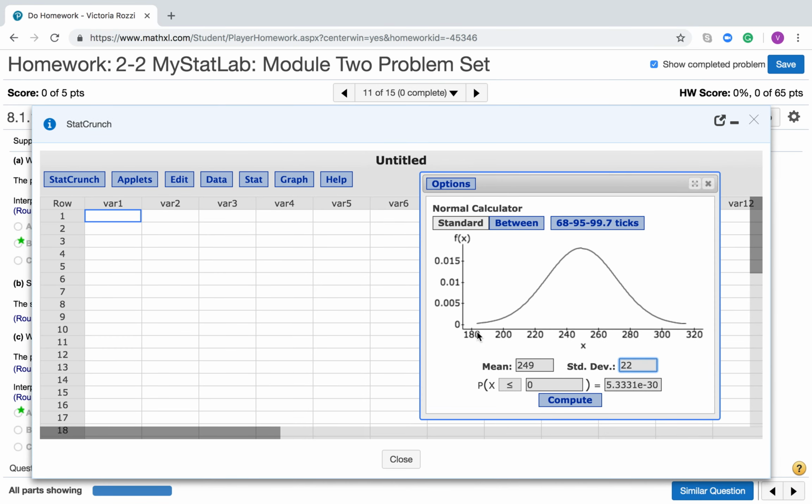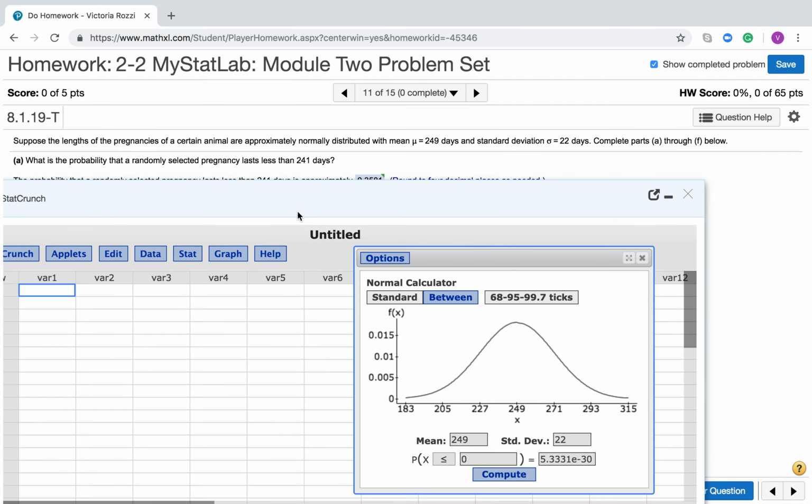So here you see you have x is less than. You could also change this to greater than depending on which one you're doing. Also with this normal calculator, you can do between if we needed to. You can also do the 68, 95, 99.7 ticks if you wanted to as well. It puts those in there. But we don't need those right now. So we'll do this to the standard here.